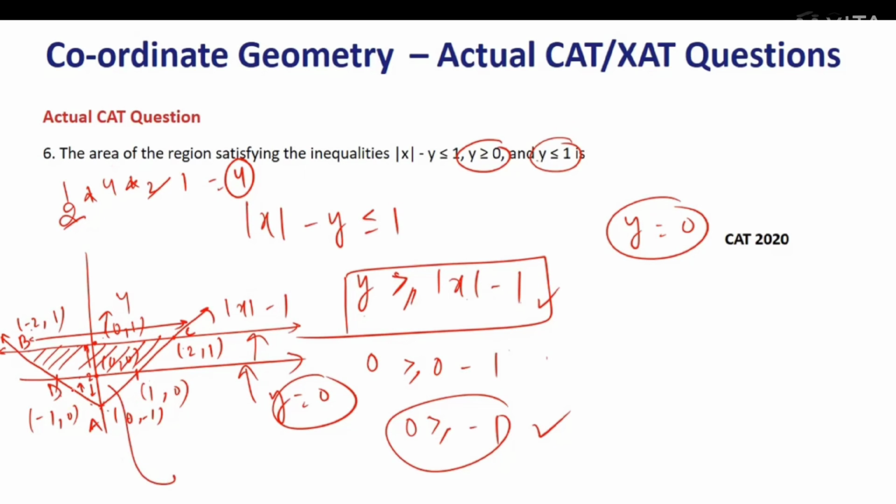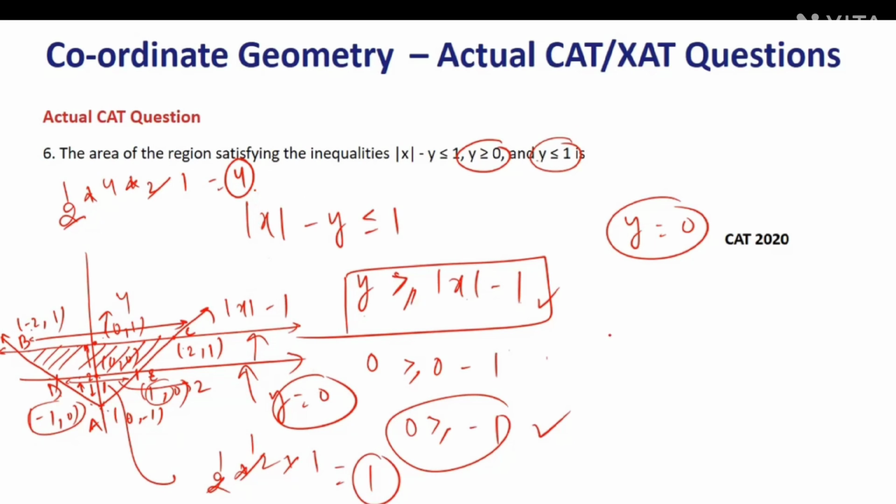Area of the smaller triangle ADE. You have this point, 0, minus 1. This point is 0, 0. So this height is 1. This is minus 1, 0 and this is 1, 0. So the length is equal to 2. Therefore the area will be half into 2 into 1. So this is 1. Smaller triangle area is 1.